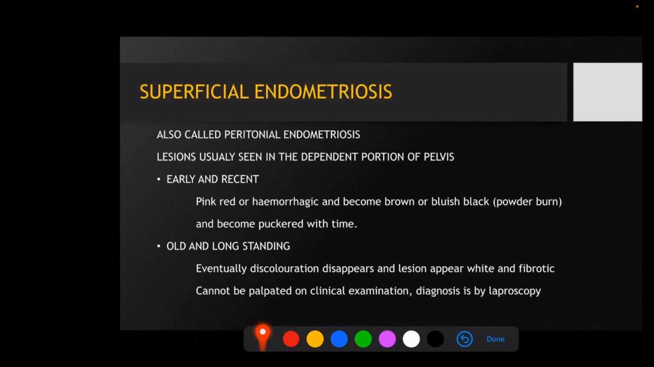The gross appearance of superficial endometriosis varies depending on whether the lesions are early, old, or long-standing. Early lesions are pink, red, or hemorrhagic and become brown or bluish black. The bluish black appearance is also called powder burn. And puckered, meaning wrinkled, with extensive scarring, with time. Eventually, in old and long-standing lesions, the discoloration disappears and the lesion appears white and fibrotic.